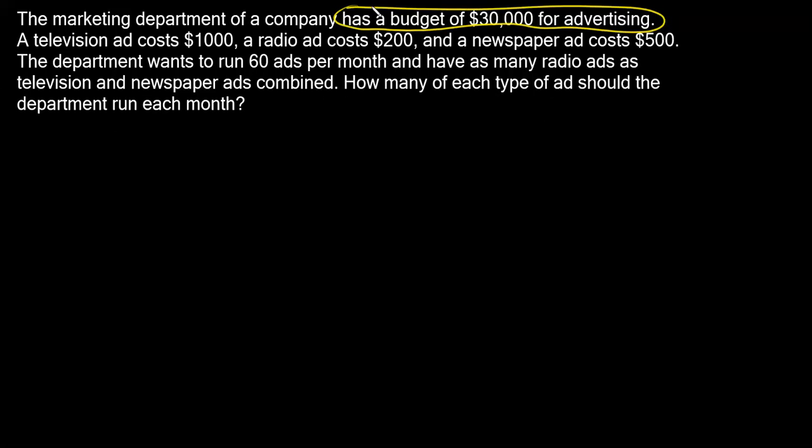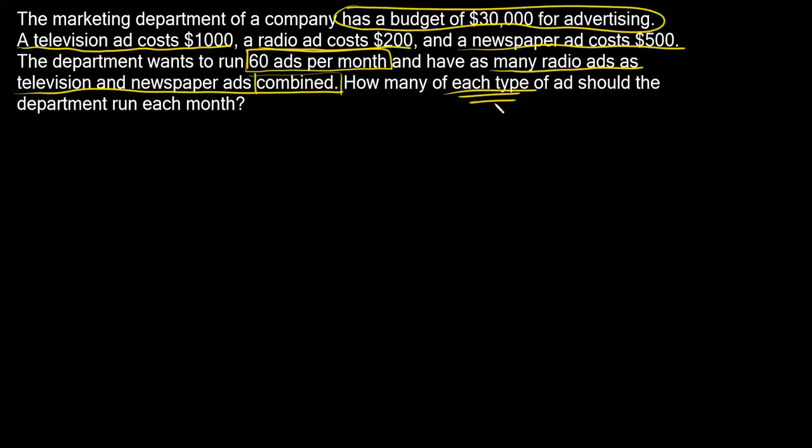And a TV ad costs $1,000. A radio ad costs $200, and a newspaper ad costs $500, okay? Now the department wants to run 60 ads per month, and have as many radio ads as TV and newspaper ads combined. As many radio ads as TV and newspaper ads combined. Okay, combined. That's a pretty big word. That's a good word. How many of each type of the ad should the department run each month?